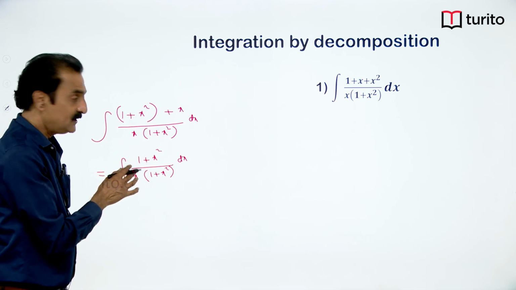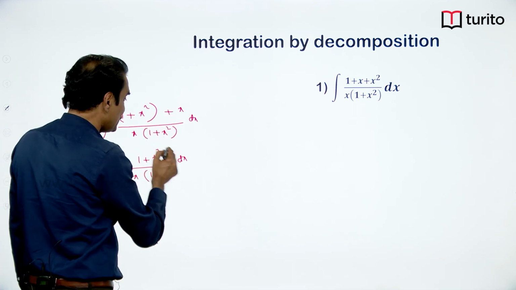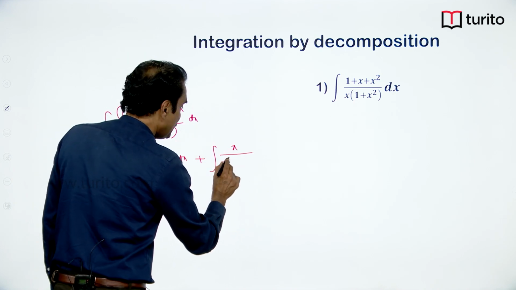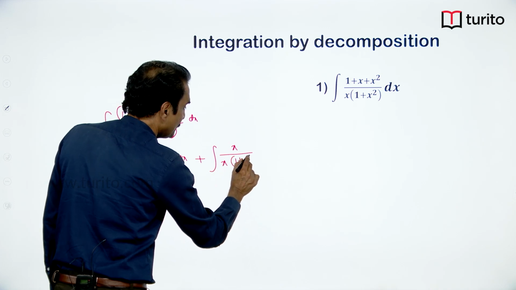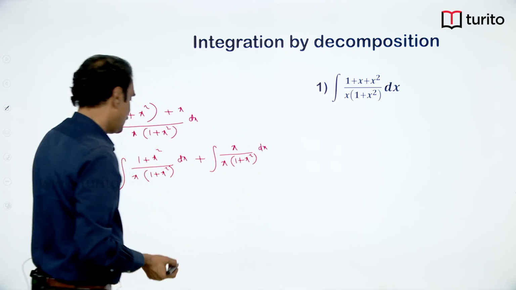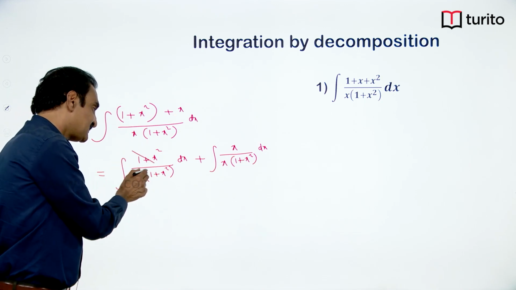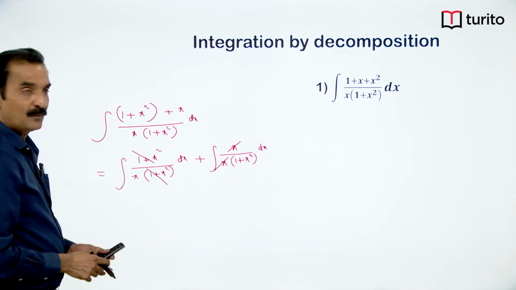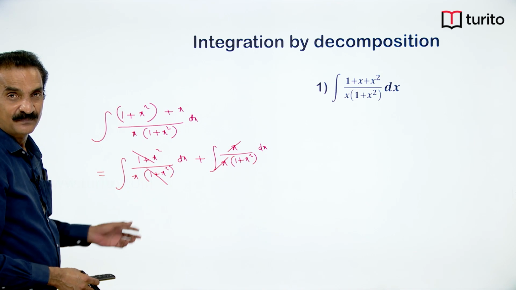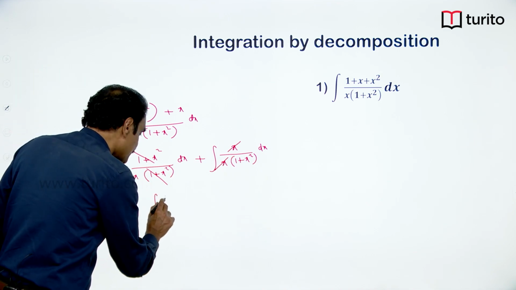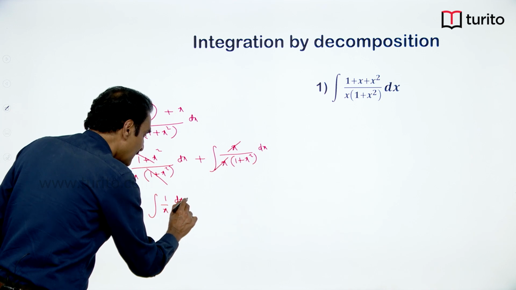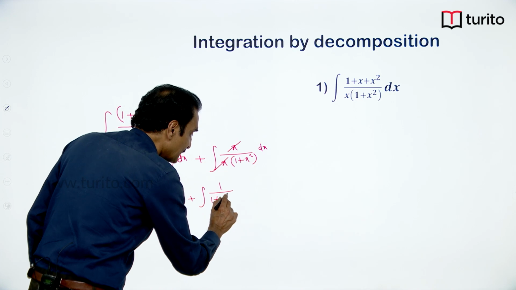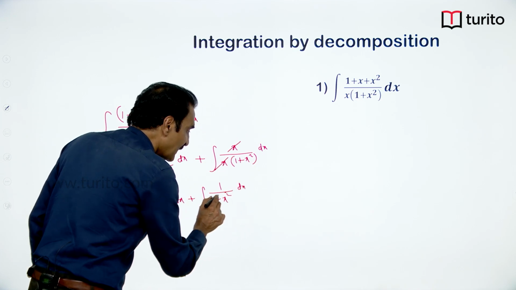We can separate the integrals now. So, I am writing separate integrals for this and this: 1 plus x square by x into 1 plus x square, plus x by x into 1 plus x square dx. Now, you see what happens here: 1 plus x square cancels, here x cancels. What is the remaining here? The integrand is 1 by x, integral 1 by x dx, which is a formula, plus integral 1 by 1 plus x square dx. This is also a formula.